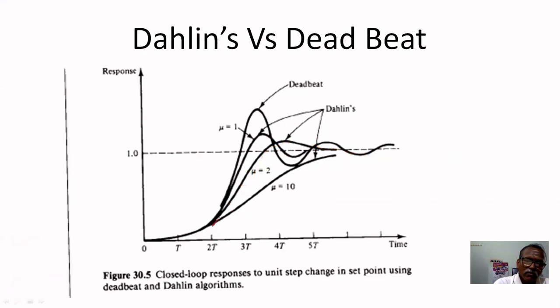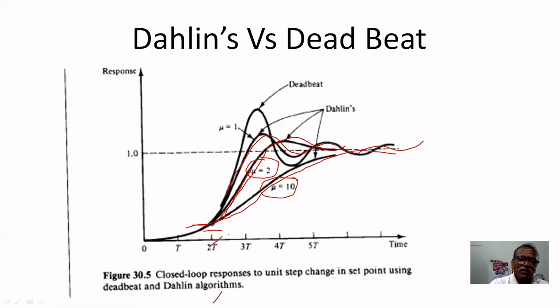I am putting a red line close to mu equal to 2. This is the response for mu equal to 2. If you select mu equal to 10, it becomes further sluggish, the response is like this. If you select mu equal to 1, it becomes further fast. This is the mu equal to 1 response.